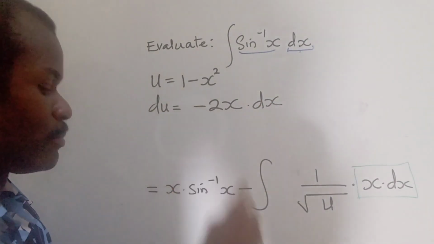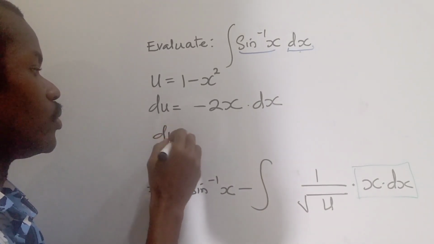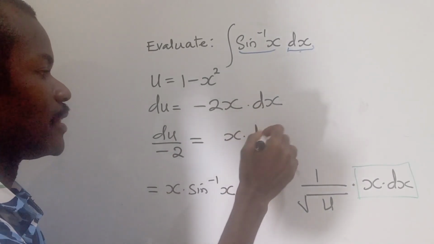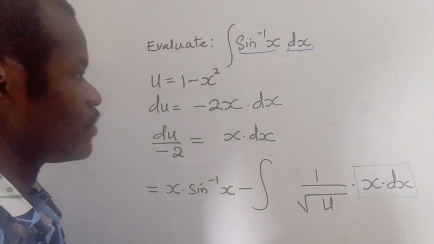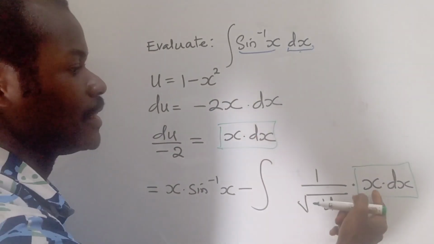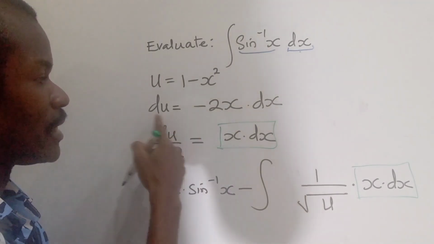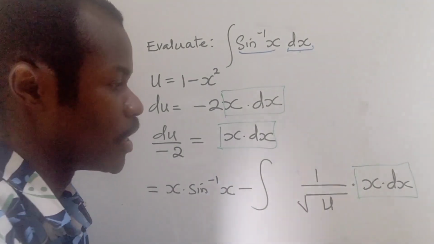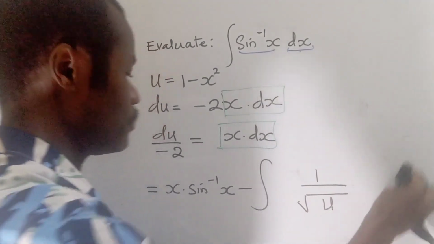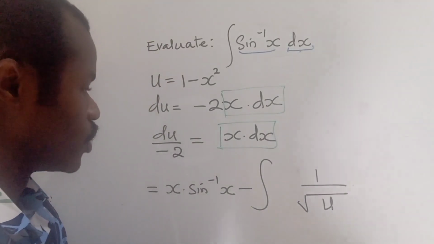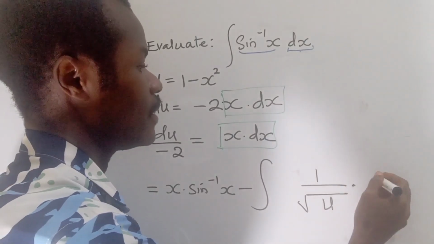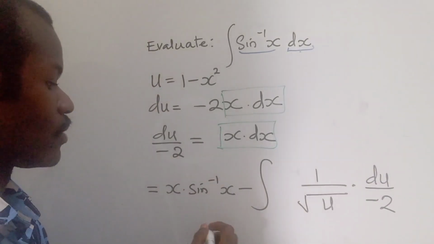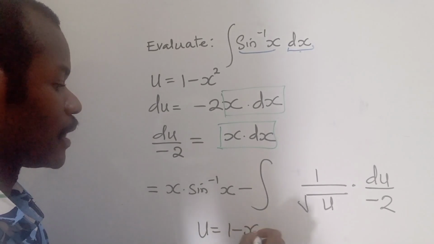Now can you observe something here? If I divide both sides by minus 2, I have du divided by minus 2 equals x multiplied by dx. So can you observe some resemblance between this and this? Dividing both sides by minus 2, we have this part left. So let me also quickly replace that. Instead of this, I'm going to include this: we multiply our du divided by minus 2. Now let's not forget our u is equal to 1 minus x squared.